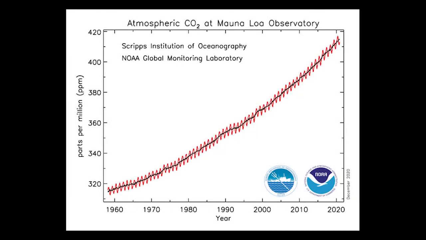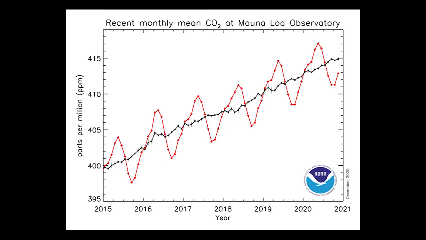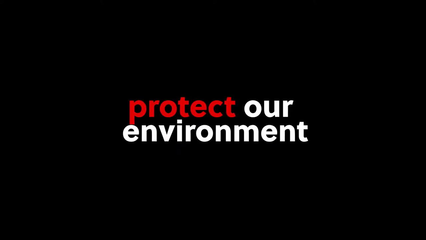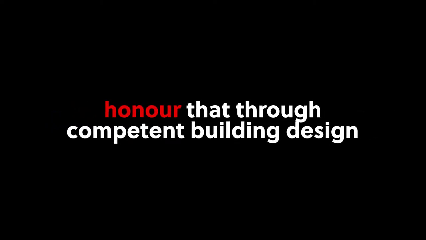As we all well know, global greenhouse gas emissions have been rising unabated for decades, which is putting our planet at risk of destructive and irreversible climate change. The Constitution of South Africa places an obligation on us to protect our environment, whilst for us in architecture, Part XA of the National Building Regulations strives to identify a framework whereby we can honour that through competent building design.